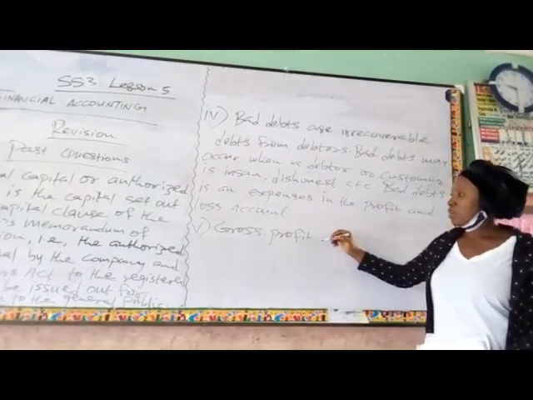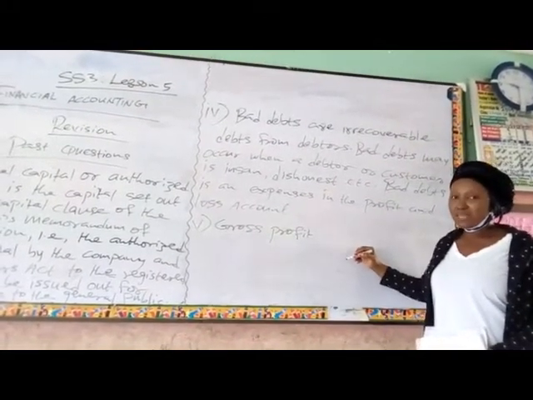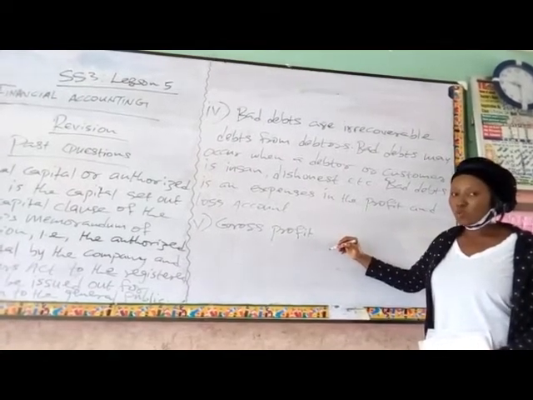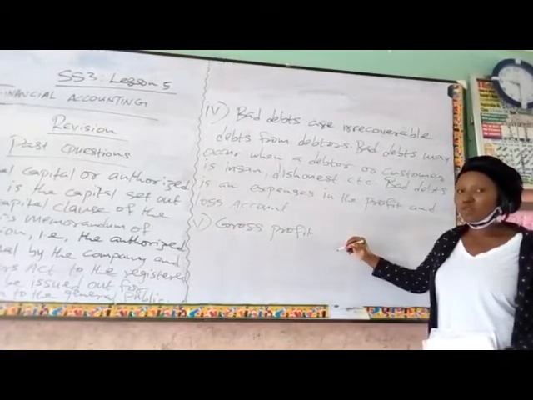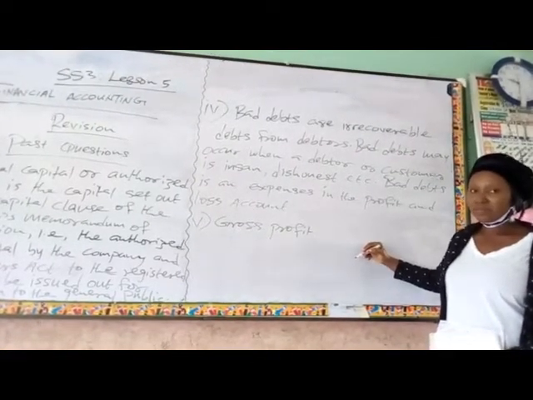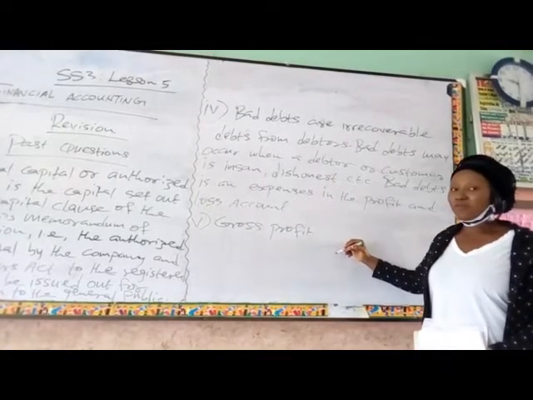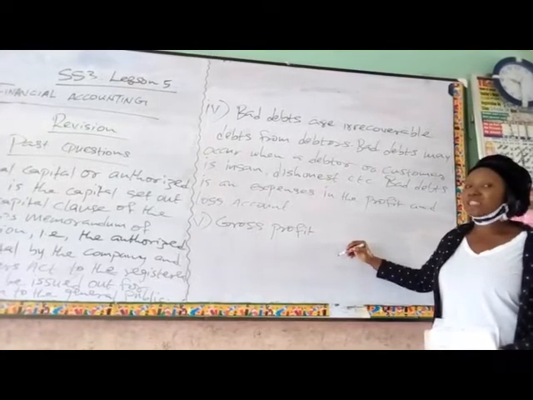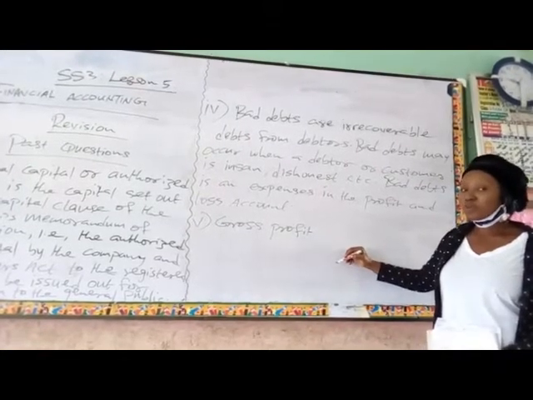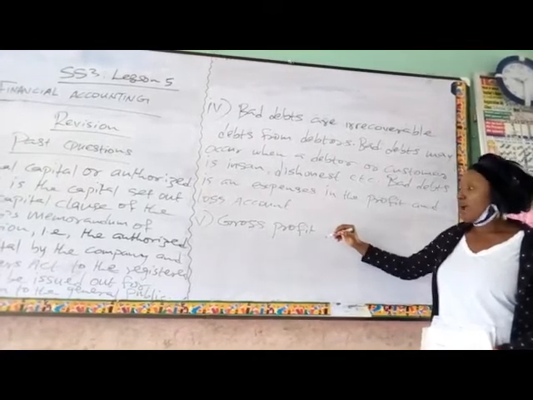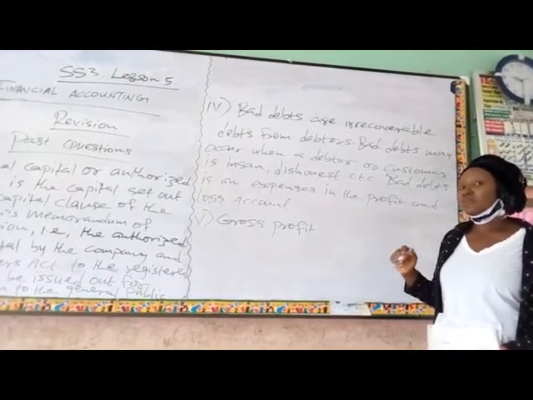Now, how do you calculate gross profit? It is calculated as sales minus cost of goods sold. You arrive at the gross profit. Now, net profit is the actual profit of the business when all expenses are removed from the business.